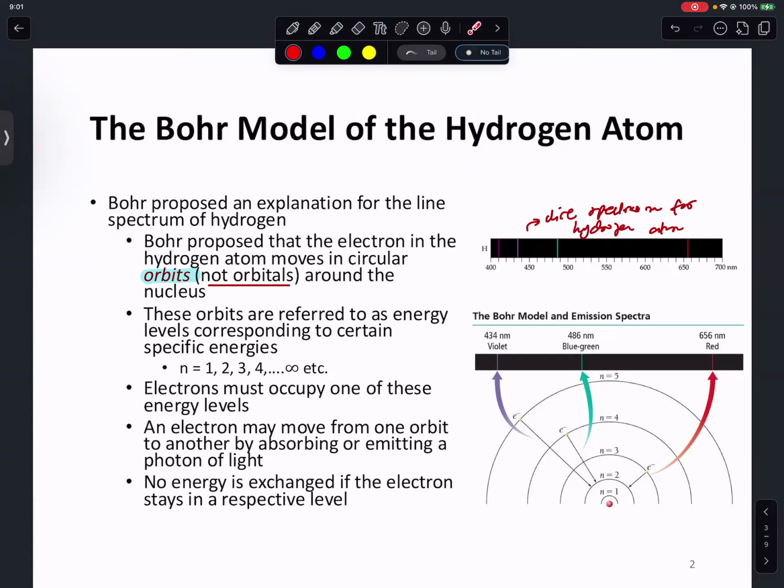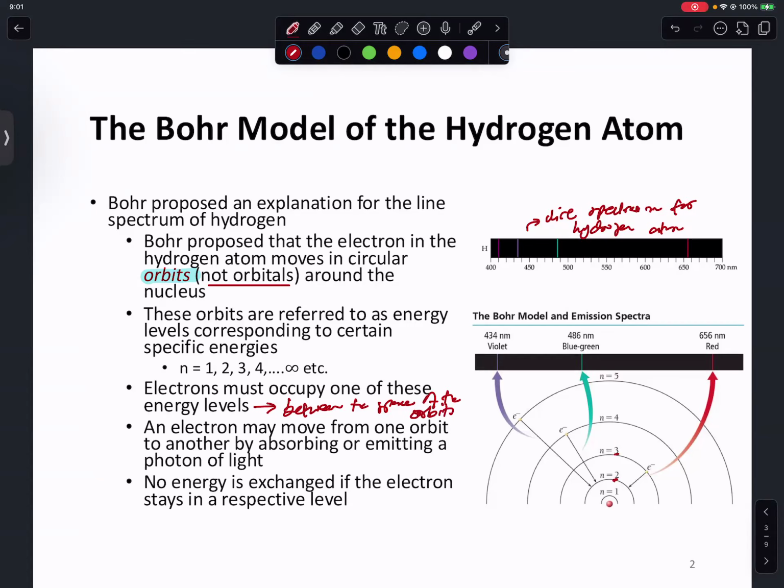And these orbits are referred to as energy levels, with specific energies. So for example, you have n=1, which you can see is closest to the nucleus, and then higher energy levels are 2 and 3 till infinity. So there are an infinite number of orbits. And an electron must occupy one of these orbits. Electrons cannot be in the space between the orbits. So it must be located in one of these orbits.